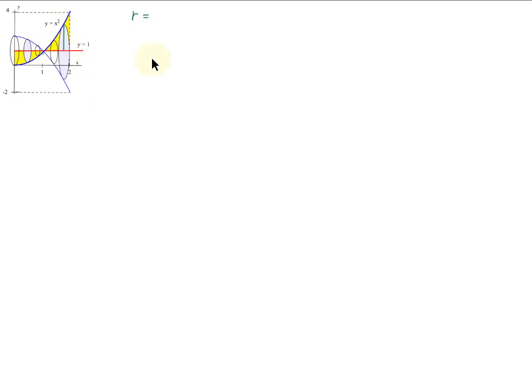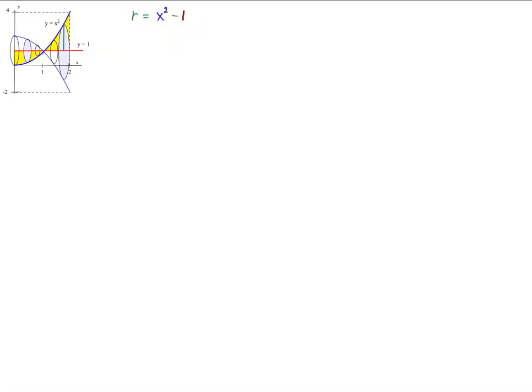Okay, so the radius is equal to the difference, the blue minus red. The blue distance from x-axis to the top, the red distance from x-axis to the red level. So the difference will give us the radius. So the green is equal to blue minus red. What's blue? That's parabola, x squared. What's red? That's y is equal to 1. So this is our radius.